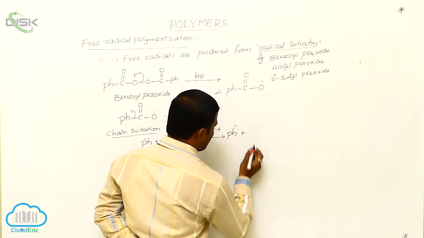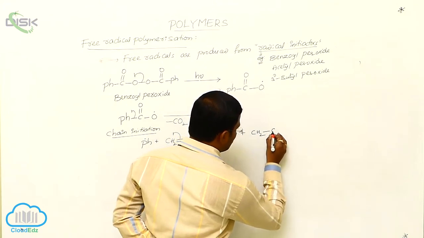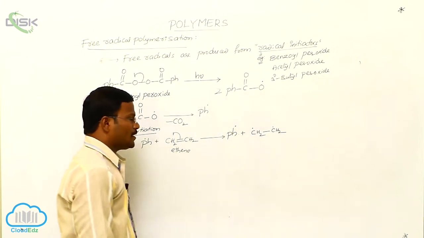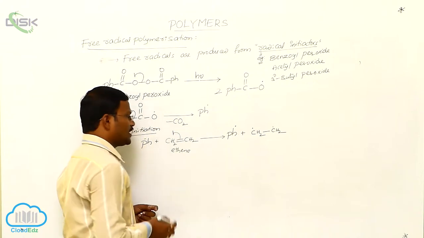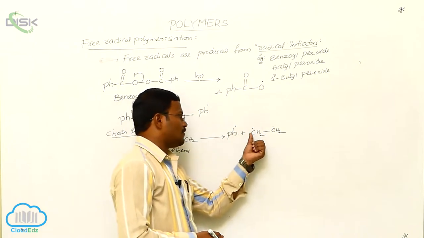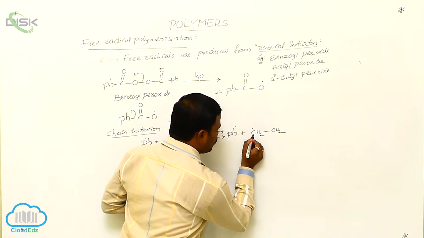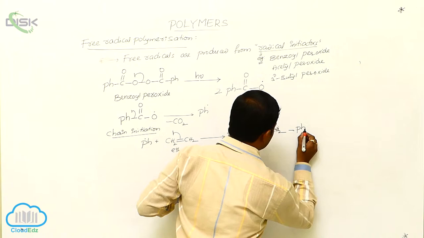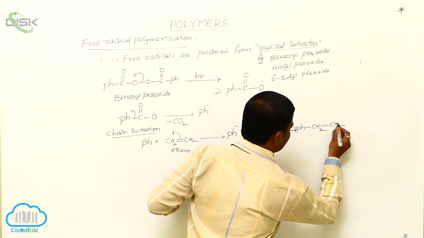Ph radical plus, I would like to explain in a detailed manner, CH2 radical. Here is one radical. Remember, when any bond undergoes homolytic cleavage, this homolytic cleavage is indicated with a fish hook arrow. There is the formation of free radical at the respective carbon atoms. Now, the formed carbon radical is attracted by the phenyl radical and produces PhCH2 radical.